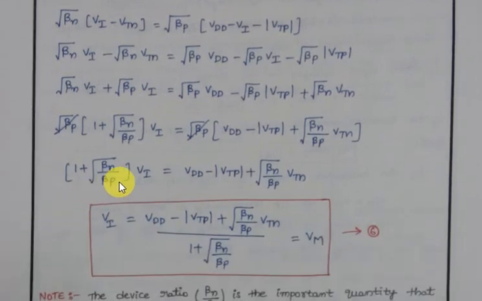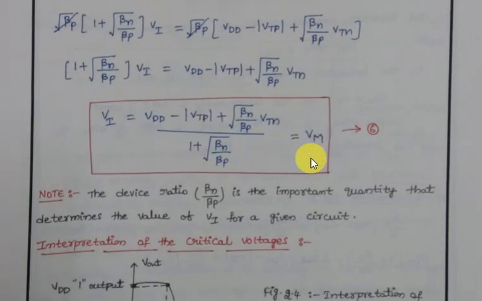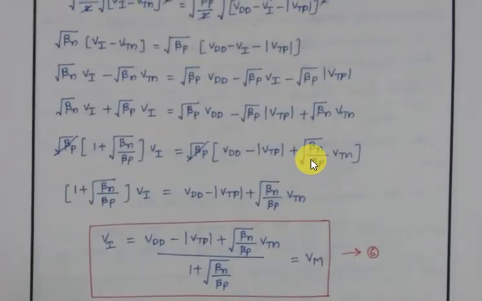We'll be getting beta p common here and here, then beta p will get cancelled. We'll be getting Vin, which is what we want, so Vin times 1 plus under root beta n by beta p equals VDD minus VTP plus under root beta n by beta p times VTN, which comes on the top, and this whole thing will go to the downside. This is the VM equation. Okay, that's it.